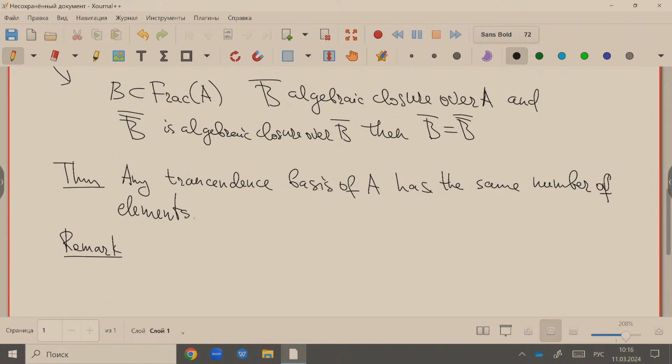So suppose a_1, ..., a_k is a transcendence basis.